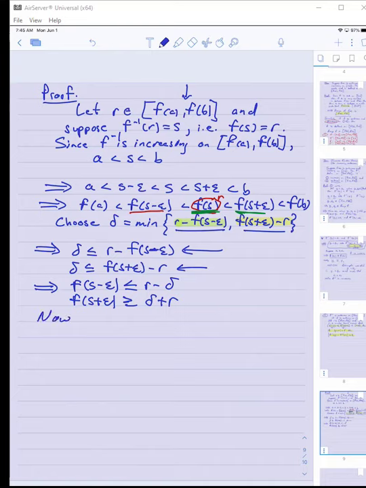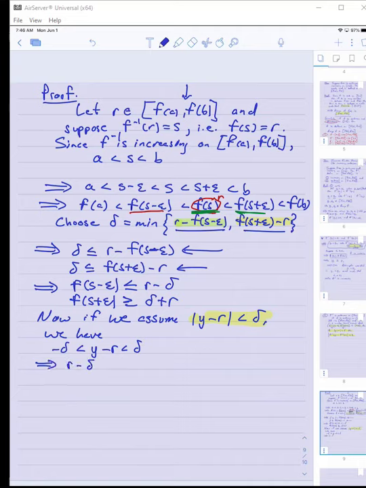Okay, now if we assume that y minus r is less than delta, we have the following. Well, first of all, if y minus r is less than delta, you know that's the same as saying y minus r is greater than negative delta and less than delta, which implies r minus delta is less than y is less than r plus delta. And that's just adding r to all the parts.